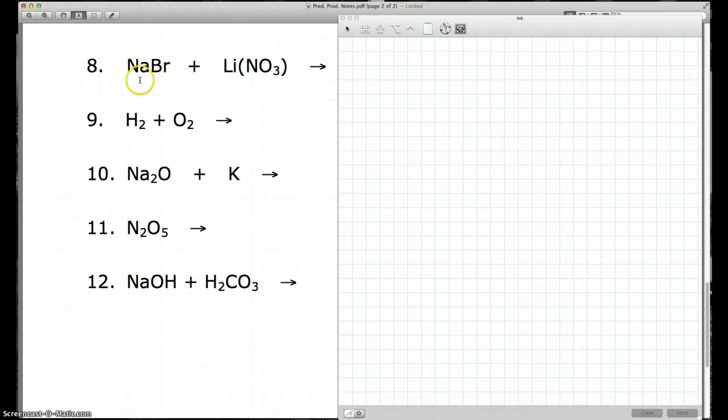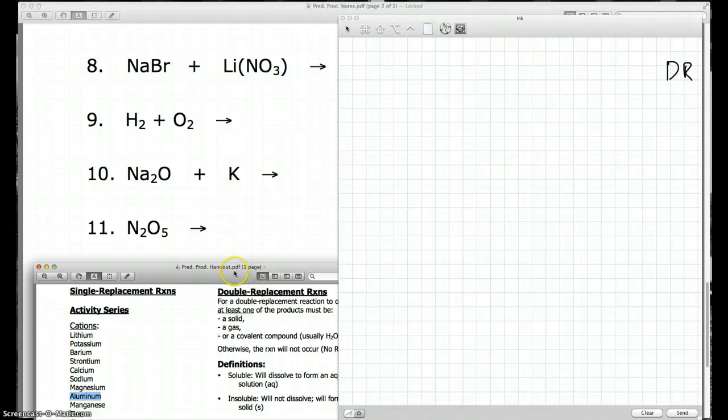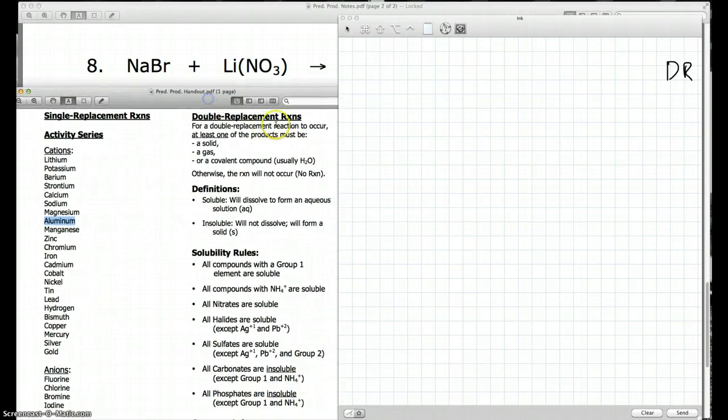Next one. This is another double replacement. We have a couple dancing. We have sodium and bromine dancing and lithium and nitrate dancing. So I know this is a double replacement. And since it is a double replacement, I know to look at my handout. We're going to use the double replacement side.